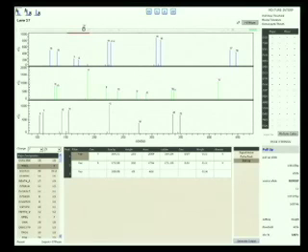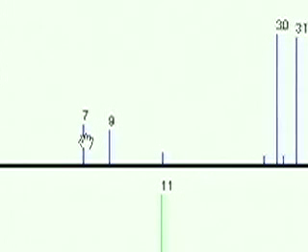Here's the same sample in FSSI cubed. You will see that in this sample, the correct allele calls have been made, a 7 and 9 allele. You'll also see that the peak that is also seen here is at the exact same location of the 11 allele.